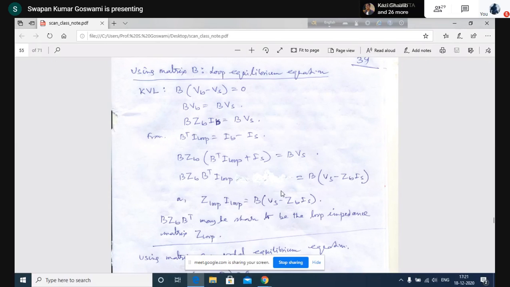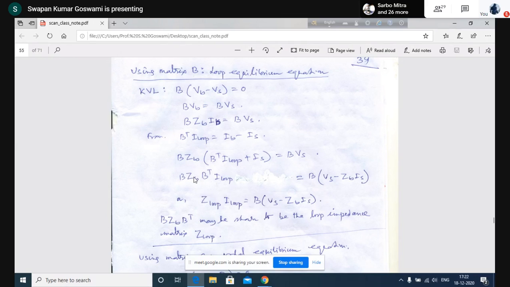Now again we are writing this B Z_B B transpose; let us write this as Z_loop. If you multiply the B matrix by Z_B, the branch to branch impedance matrix, and then multiply this by the transpose of the B matrix, you'll see that ultimately what you are getting is nothing but the loop impedance matrix for that network.